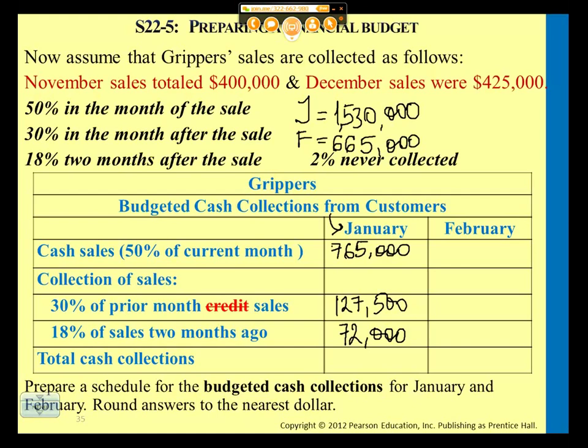Okay. All right, so what's the total cash collection? Okay. So not as scary as that huge table looked like, right? So how do we calculate February? What is the cash sales? 332,500.